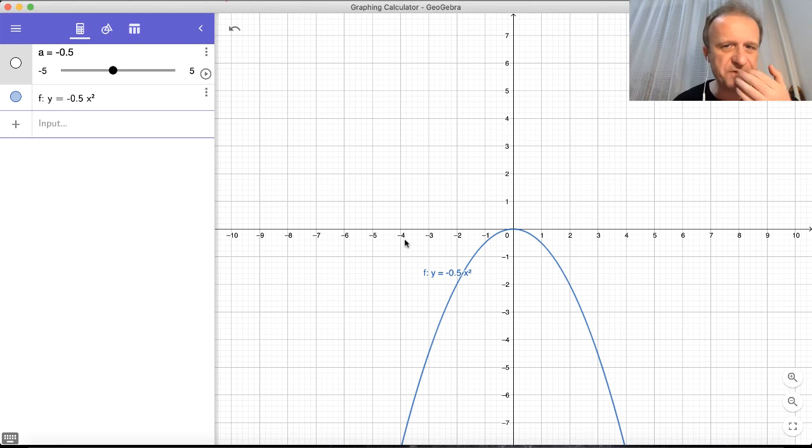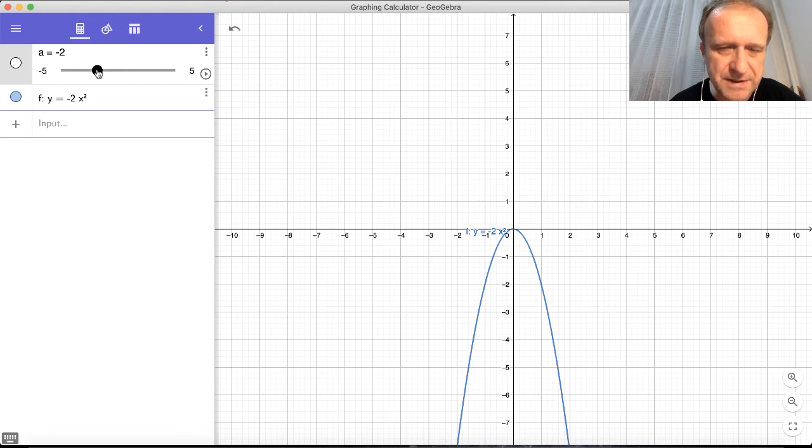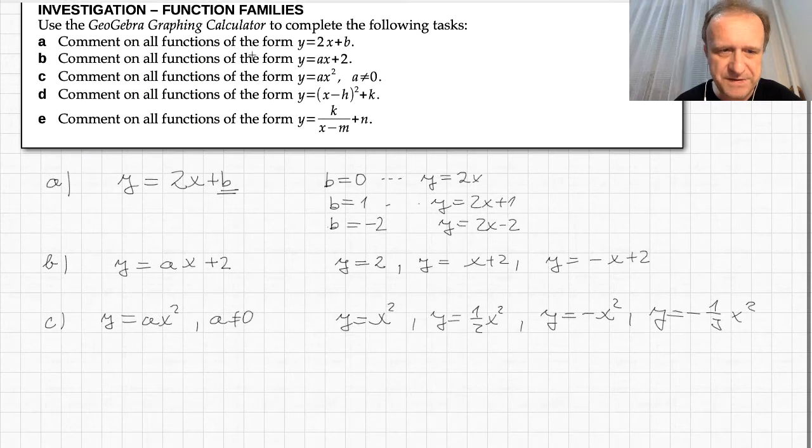Okay, so this is also a stretch, but it is combined with the reflection about the x-axis. So for example, when a equals negative 2, like this, then we can say that the original parabola y equals x squared is first reflected about the x-axis, and then it's stretched twice in the vertical direction away from the x-axis. Okay, so this is for part C.